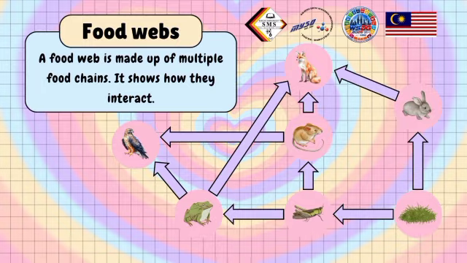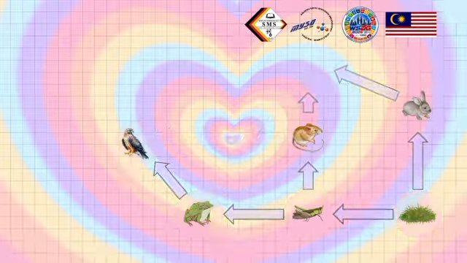Now, let's move on to food webs. A food web is made up of many connected food chains. It shows how different plants and animals are linked together in an ecosystem. For example, the grass can be eaten by the grasshopper and the rabbit. The grasshopper can be eaten by the frog or the mouse. Then, the frog, mouse, and rabbit can all become food for larger predators, such as the hog or the fox. A food web is important because it helps us understand how living things depend on one another to survive. If one organism disappears, it can affect the entire ecosystem.